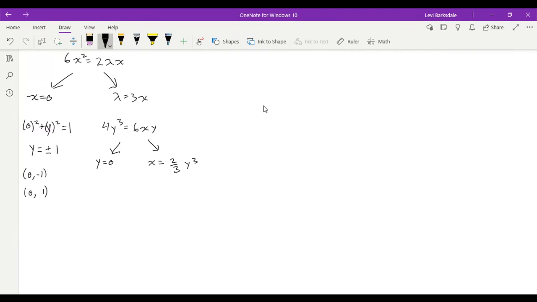If y is equal to 0, then we can plug that into x squared plus 0 squared is equal to 1, and we would get the critical points (negative 1, 0) and (positive 1, 0). If x is equal to 2/3 y cubed, that should be a y squared, sorry.